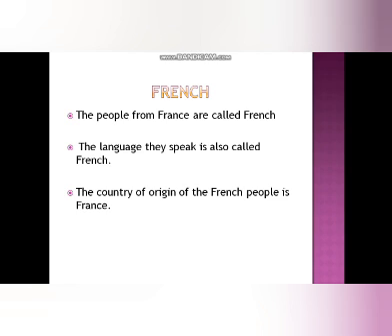What about the French? The people from France are called French. The language they speak is also called French. The country of origin of the French people is France. All right, and we know that the French also fought and gained some lands such as Saint Kitts, Guadeloupe, Martinique, and that's why these countries speak French, because they were colonized by the French.